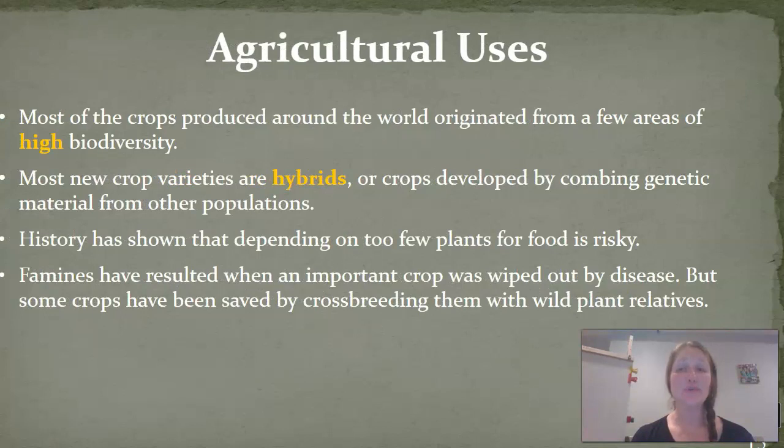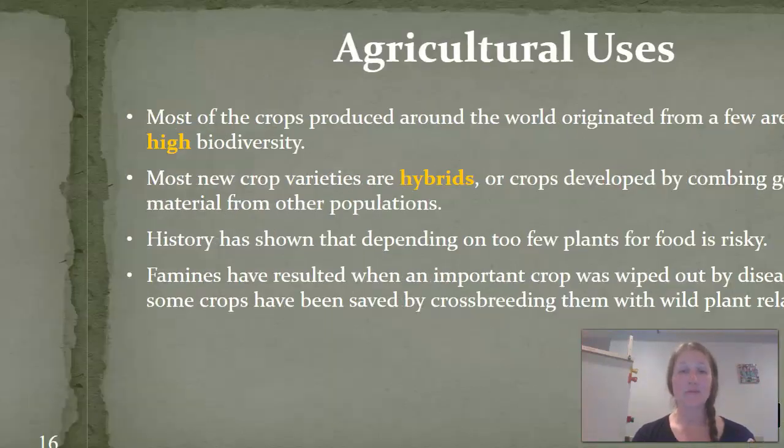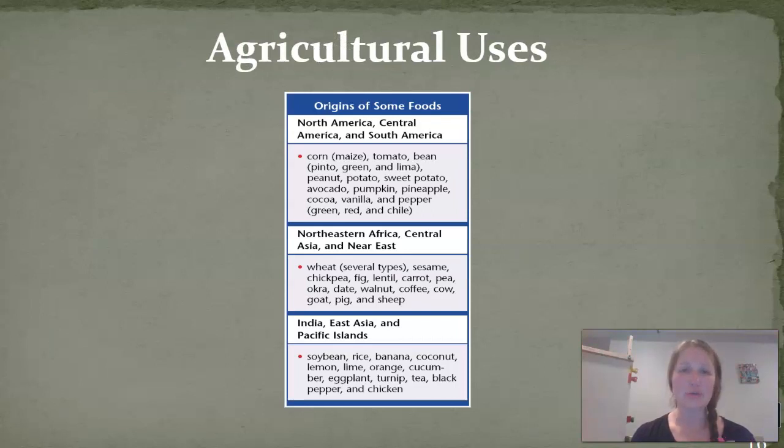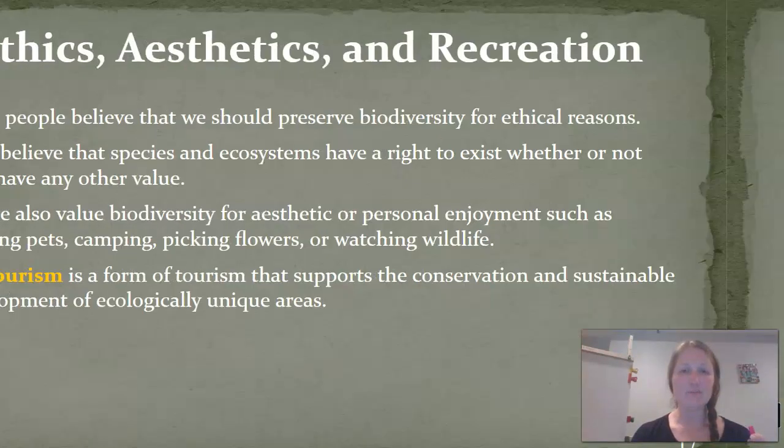Okay, we also have agricultural uses. Most of the crops produced around the world originated from a few areas of high biodiversity, and we do have hybrid crops, where we take genetic material from one population and cross it with genetic material from another population, because if we depend on too few plants for food, it's really risky. So we want to make sure that, even within our agricultural species, we have a number of different genetic varieties so that we don't wipe out a specific crop with a specific genetic code with a disease. Okay, and here are some agricultural uses of some of our food.